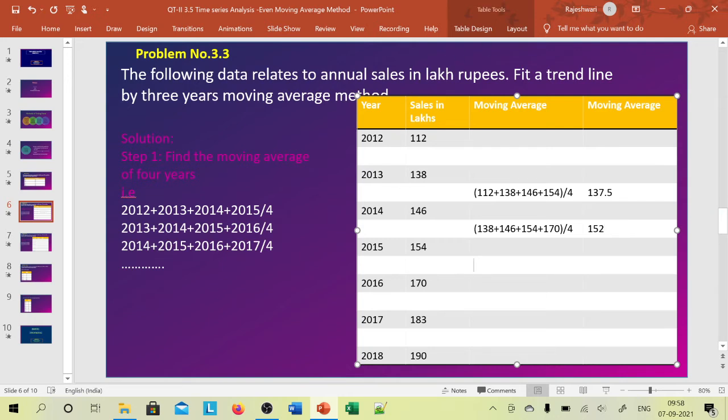And the next group, I should leave 2013. So I should start from 2014. So 2014, 15, 16 and 17. The middle years are 15 and 16. I should write in between these 2 years. So here, the first year is 2014. So it is 146 plus 154 plus 170 plus 183. So whole divided by 4. So the average here is 164.75.